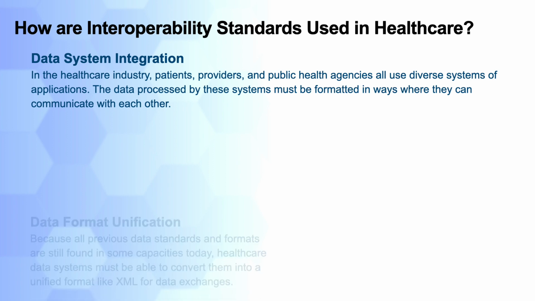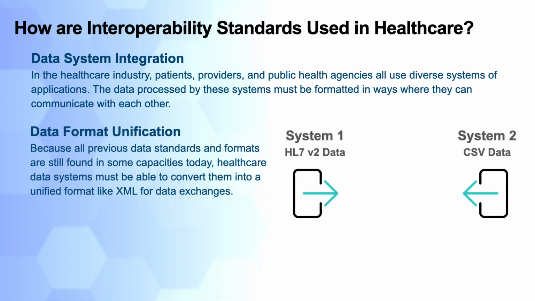Since all previous data standards, like CSV, HL7 version 2, and other formats are still found in some capacity today, healthcare data systems must be able to convert them into a unified format like XML for data exchanges. Streamlining this process is essential to the success of public health. Without a unified way to exchange all this data in its various formats, clinicians and public health officials have struggled to communicate and work together effectively.